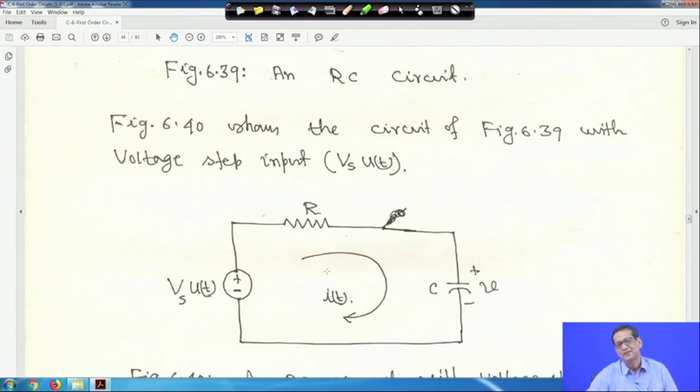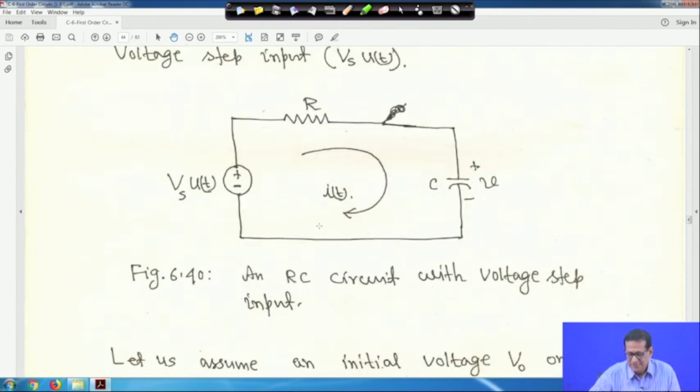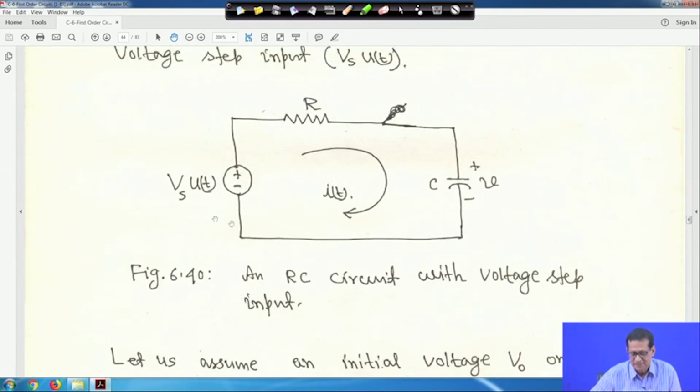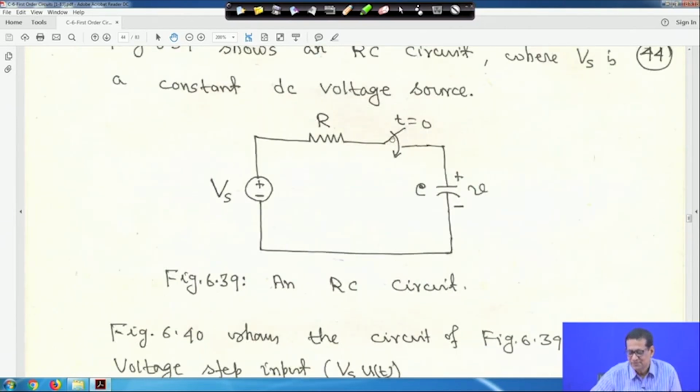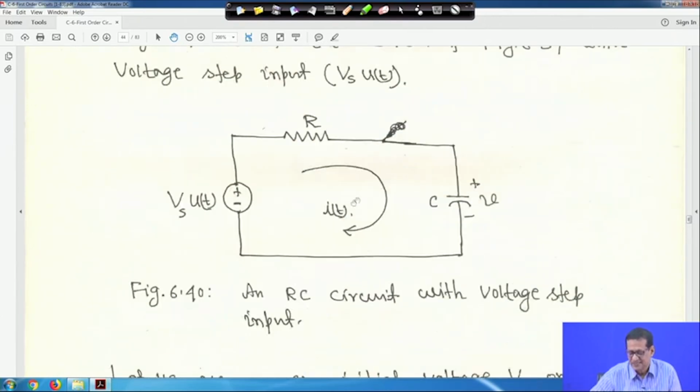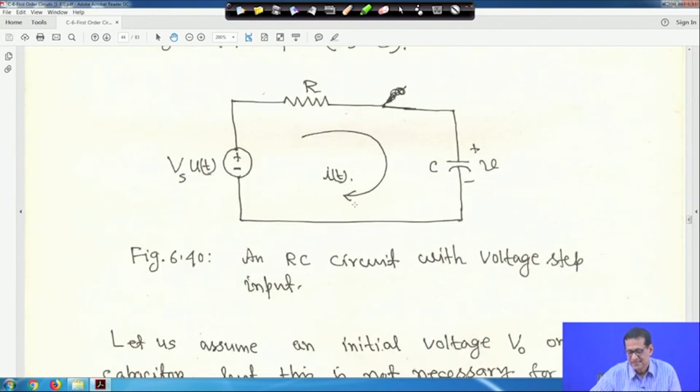Earlier we have seen the unit step function. So, this is an RC circuit with voltage step input. When the switch is open it is okay, but as soon as you close the switch, it is as if it is going as a step input. That is why the circuit of figure 39 has voltage step input Vs u(t), and this is the current i(t).